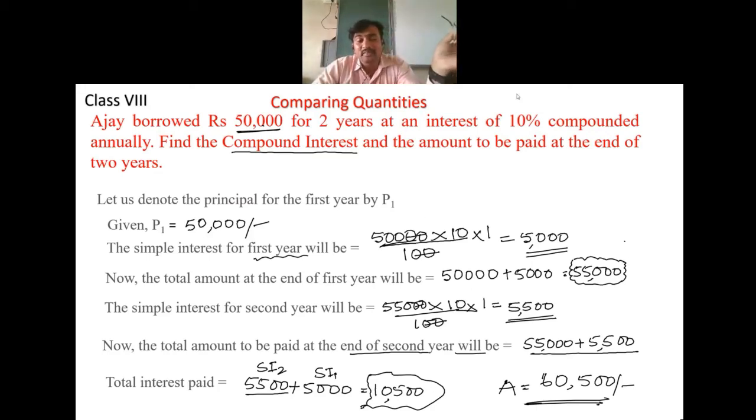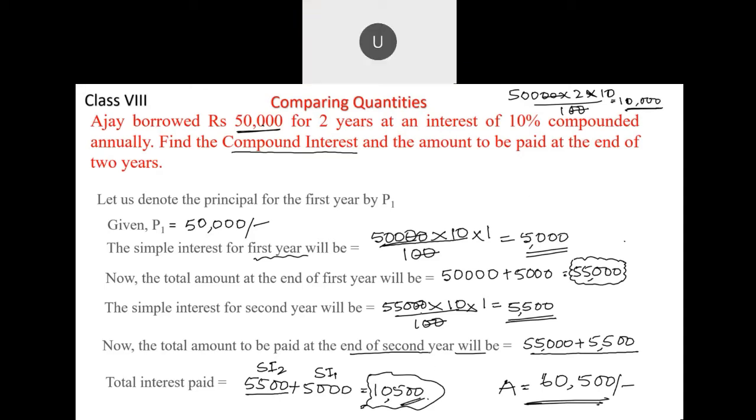If you calculate simple interest, do we get 10,500? We don't get it. We get only 10,000: 50,000 into 2 into 10 by 100 gives only 10,000. But when you look at compound interest, there are 500 rupees more.